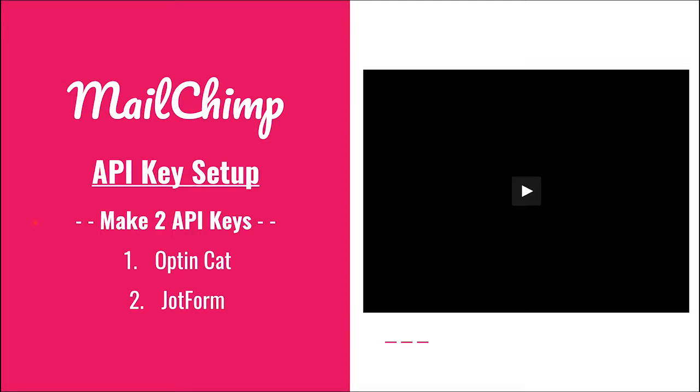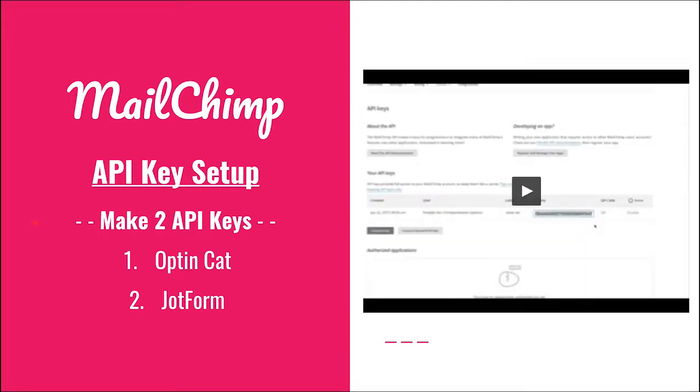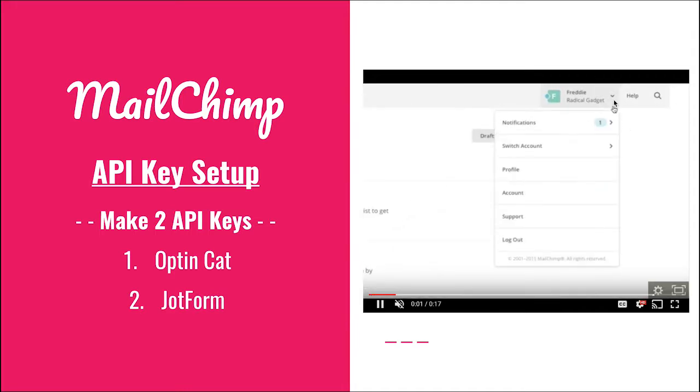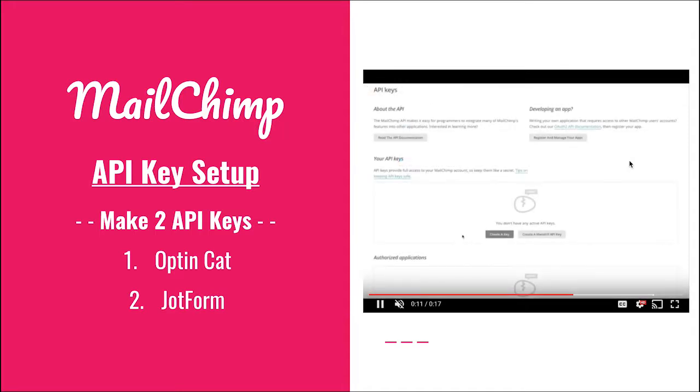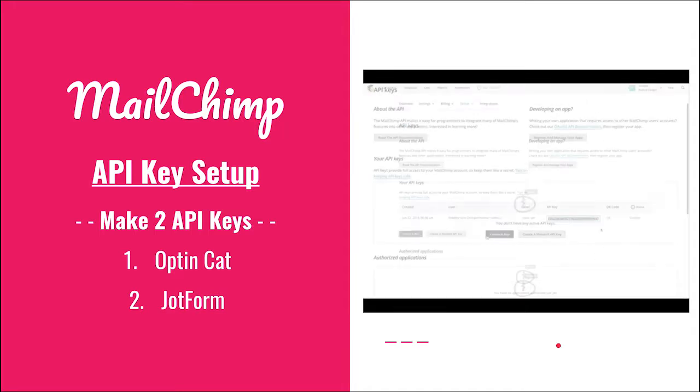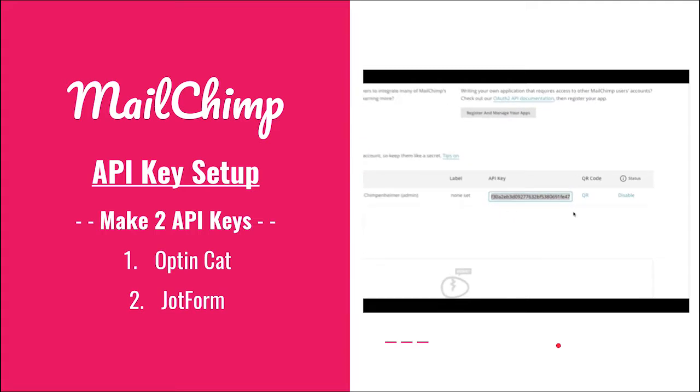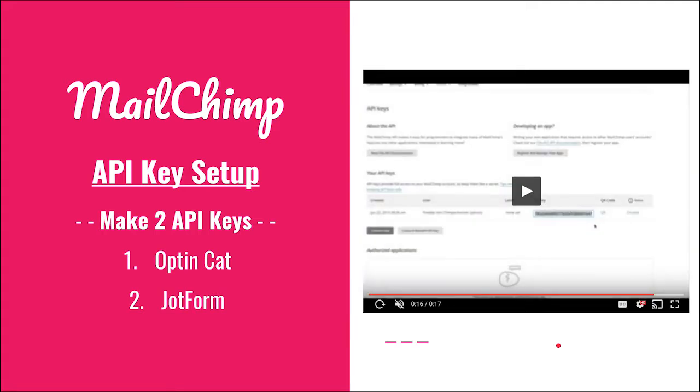So next we're going to set up our API keys. When doing this, you're going to set up 2 API keys. You're going to set up your opt-in cat API as well as your JotForm API. And here's how you access your API. So hit the down arrow next to your profile name, select your account, and then go to Extras, and then API keys. And so once you've done that, you'll be directed to this page where you can create an API, and that's where your API is set up.